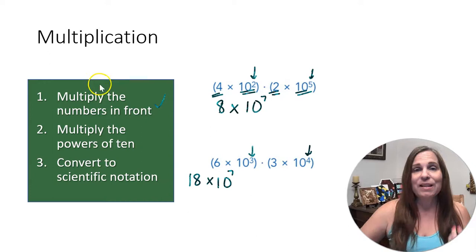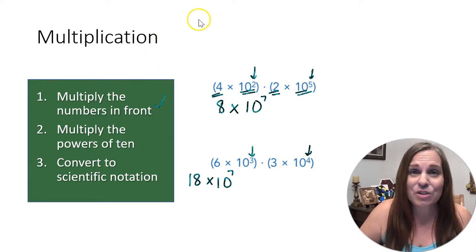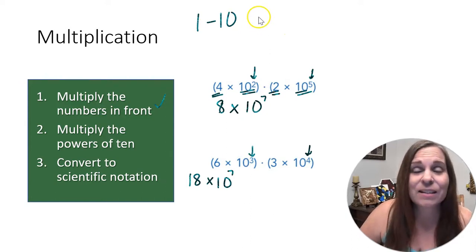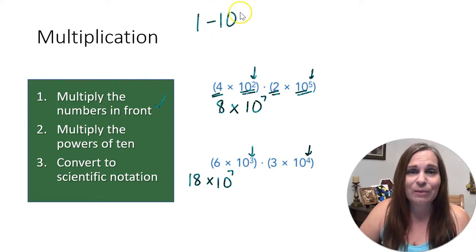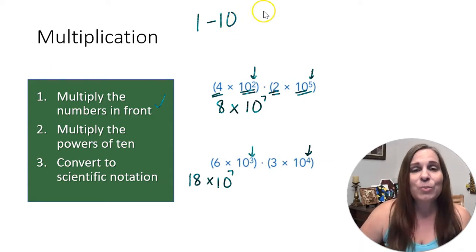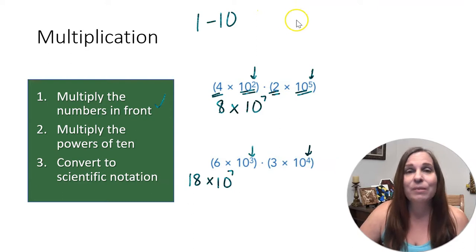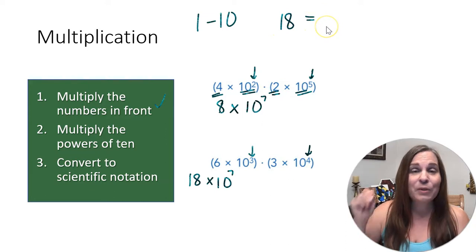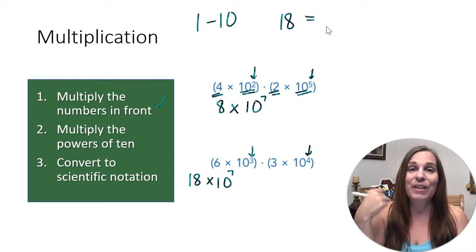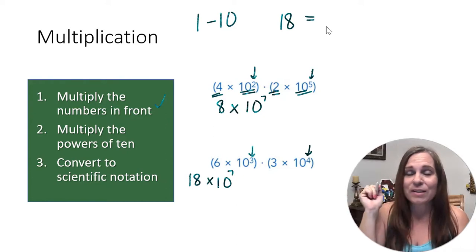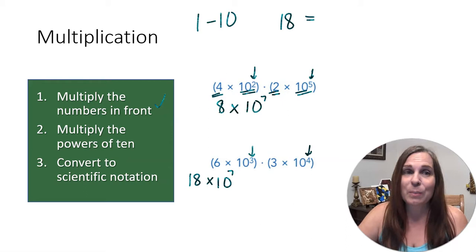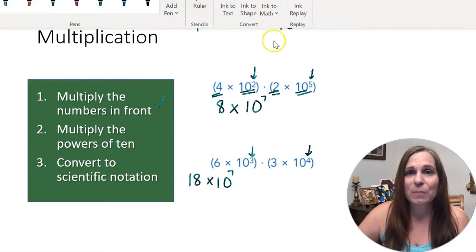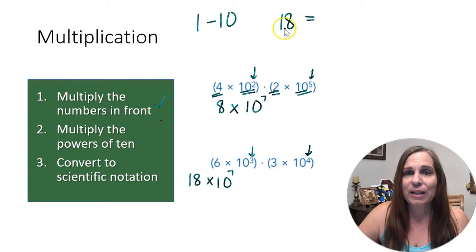The problem here is that in order for a number to be in scientific notation, it has to start with a number that's bigger than 1, but smaller than 10. 18 is not in that range, right? 18 is larger than 10. So we have to convert 18 into scientific notation. If you recall the steps for putting something into scientific notation, step number 1 is place the decimal point so that it's a number between 1 and 10. So I'm going to place that decimal point right here.